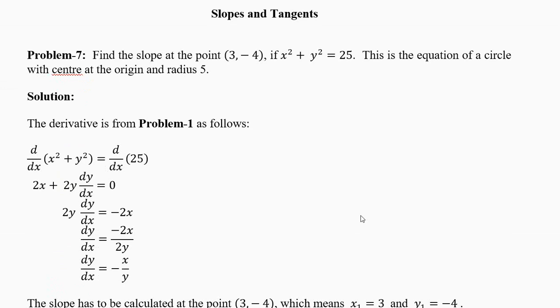Now we have to always worry about slopes, tangents, asymptotes, and some other things which we'll learn in the coming chapter. Now find the slope of the point. We are talking about slope. Only the slope, not the tangent. Read the full question two times. Find the slope at the point 3 comma minus 4 if x square plus y square equal to 25. This is equation of a circle with center at the origin. Origin is 0 comma 0 and the radius is 5. Do not worry about the second part of the question because that is only information.